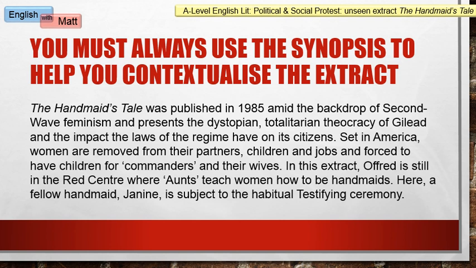Set in America, women are removed from their partners, children and jobs and forced to have children for commanders and their wives. In this extract, Offred is still in the Red Centre where aunts teach women how to be handmaids. Here, a fellow handmaid, JANINE, is subject to the habitual testifying ceremony.